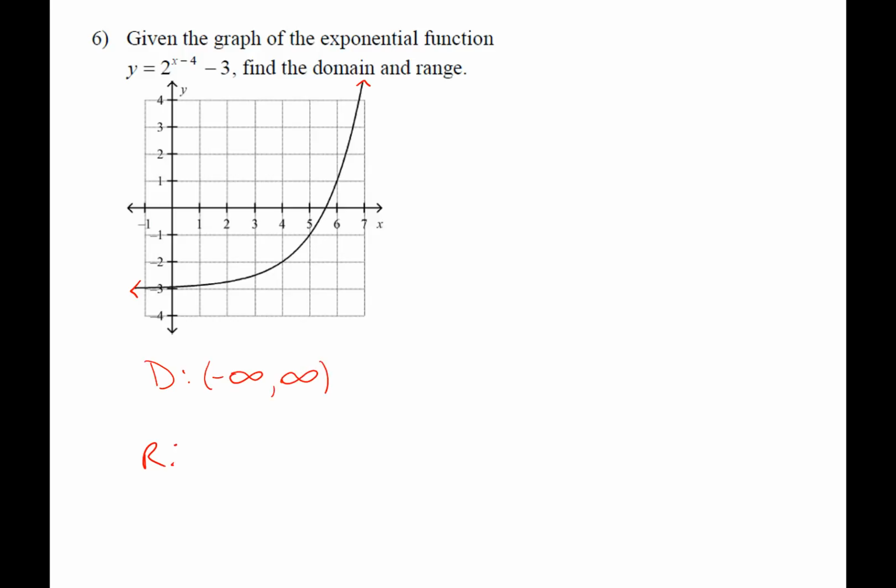The range is a bit trickier. We look at the bottom of the graph, it looks like it levels off right here-ish. There's actually an asymptote there where it looks like it levels off, and that comes from the k value. The k equals -3. That's your asymptote. So a horizontal asymptote at -3. So we would actually say from -3 parenthesis, because we can't actually equal -3, and then to infinity.